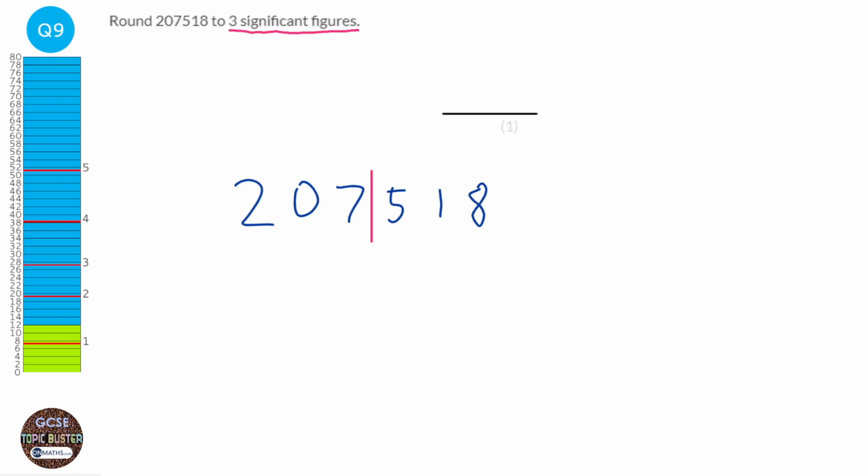Now all the numbers to the right, so these numbers here, will all turn to 0. But before that happens, we look at this number. If it's 5 or more, it moves the number before it up by 1. If it's less than 5, that number stays the same. Now it is 5 or more, because it is 5. So it's not going to be 207, it's going to be 208.